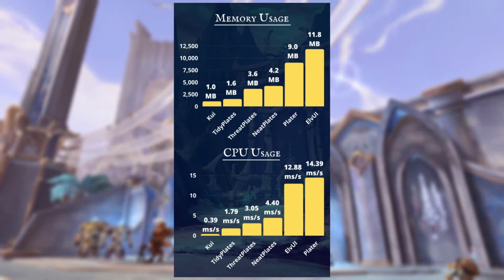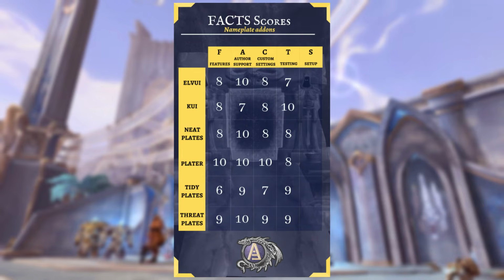But how much does that really matter? For many players, you won't really need to worry about how lightweight these add-ons are. However, if you're playing on an older computer or find that your frame rates are dropping while playing, it may be worth trying an add-on that uses less CPU. From these basic tests, I gave KUI a score of 10, Tidyplates and Threat Plates a 9, NeatPlates and Plater an 8, and ElvUI a 7.